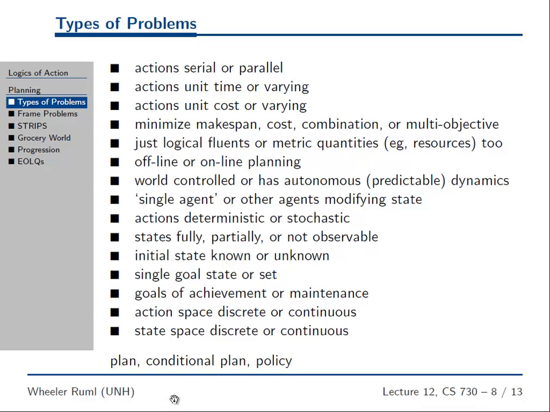So we have makespan. The question is also, so what's changing in the world? Is it just logical things that are true and false become true, become false, or are metric quantities changing, like battery level and stuff like that? Are you planning offline or online? Even Shakey was planned offline. They go and they run the planner and it figures out what to do, and then Shakey goes and does it. Shakey only stops if the world somehow doesn't evolve according to the model.